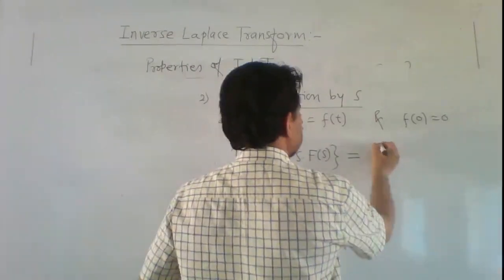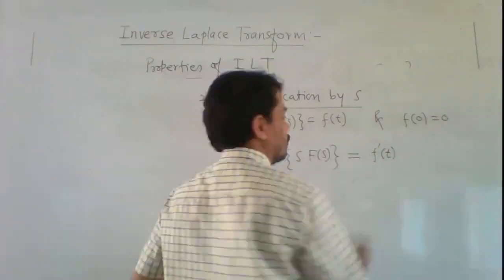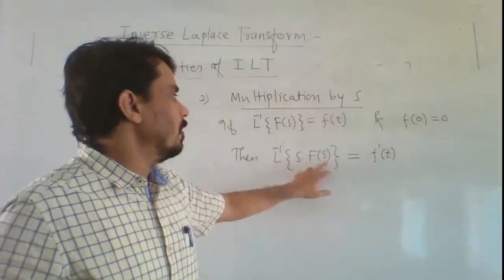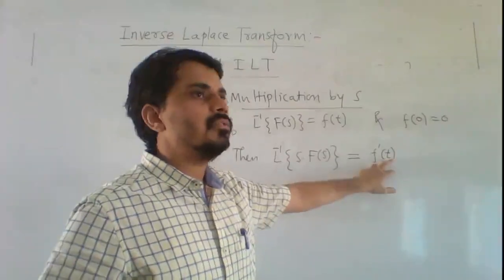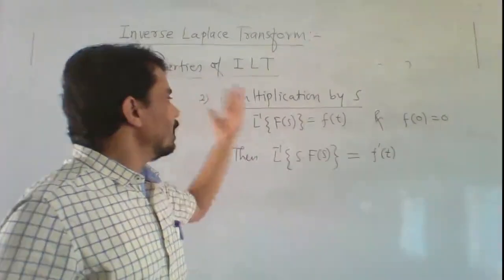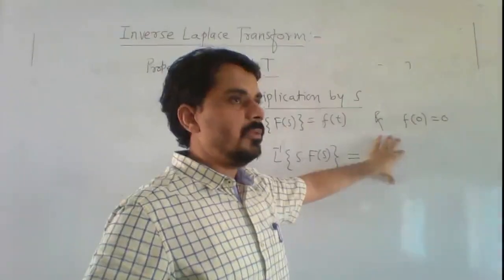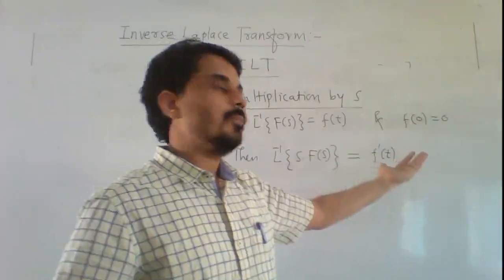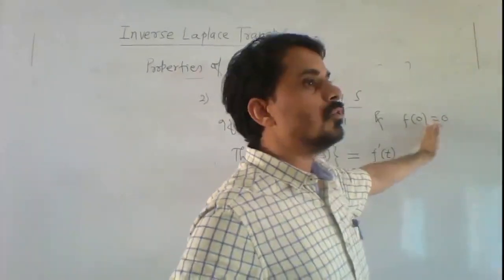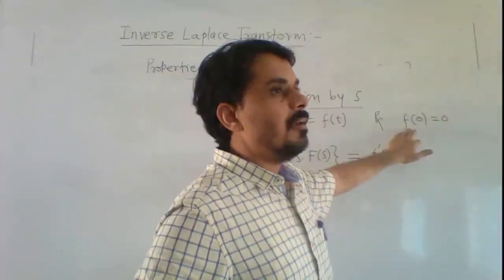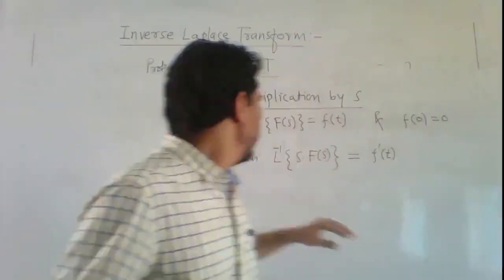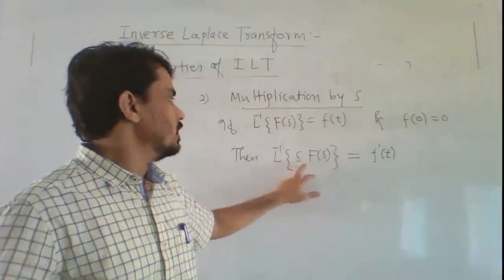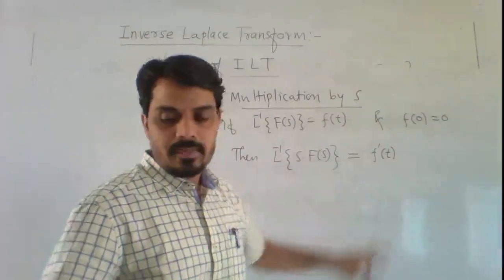f dash t. So the inverse Laplace transform of s into f of s is equal to f dash t. It is obtained by the Laplace transform of the derivative of the function, which is equal to s into f of s minus f of 0, and we are taking f of 0 as 0. So the value of the function f of t at t equal to 0 is 0. Then the multiplication by s property is this: L inverse of s into f of s equal to f dash t.